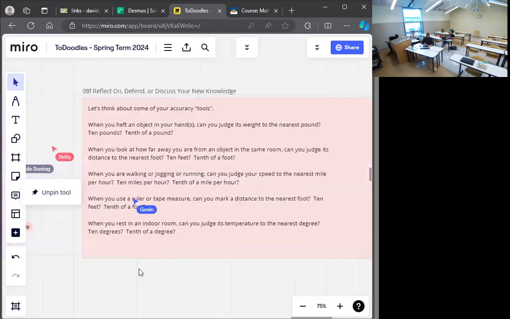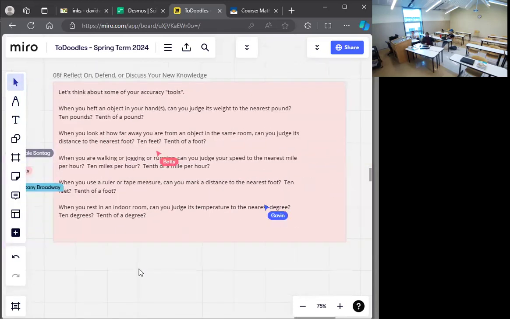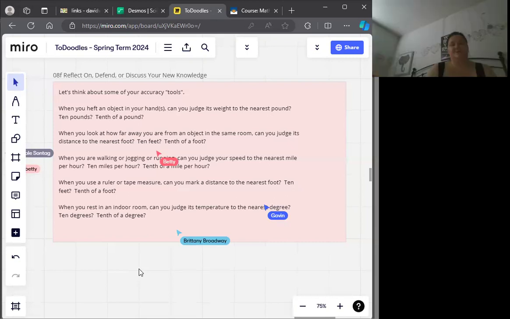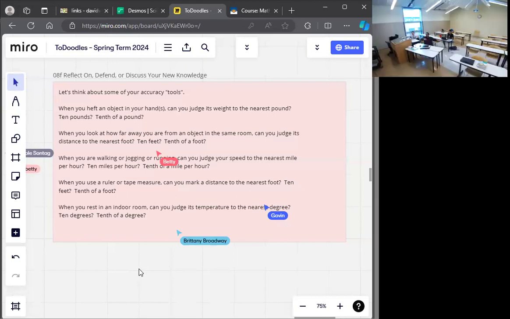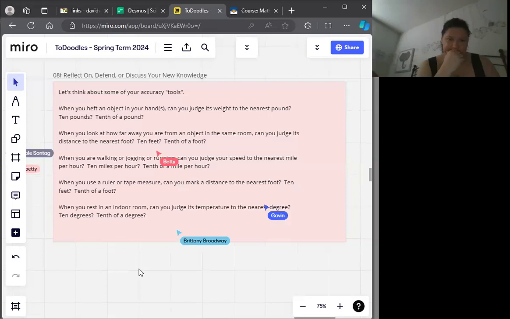So you have lots of tools to think about rounding. When you heft something in your hands, how accurate is that? Is that 1 pound, 10 pounds, a tenth of a pound? How accurate are we when we're just judging how much things weigh? Estimating. If I give you a backpack, can you tell if it is 13 or 18 pounds? You can estimate it, yeah.